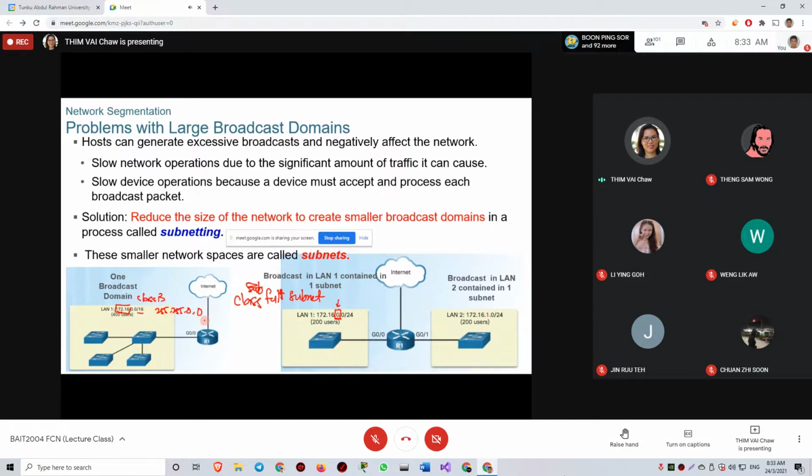255.255.0.0 is the subnet mask. So in here, to make it simple, he is going to borrow the entire third byte, the third octet, which belongs to the host portion, to become a network portion. You are going to ask, Miss Chow, why must we borrow from here? Why can we not borrow the last byte, the fourth octet?